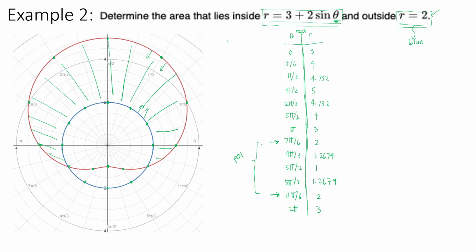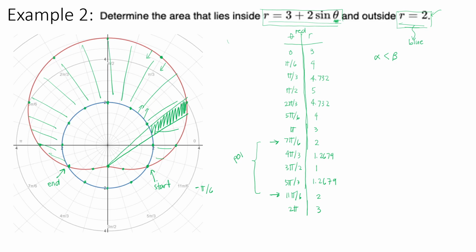So again, since we now have points of intersection, if we create a representative strip here, this one is the representative area or differential area. We measure counterclockwise, starting from 11 pi over 6 going towards 7 pi over 6. Starting at this point, ending at this point. You might ask, should we start with 11 pi over 6? Take note that alpha should always be lesser than beta. So instead of 11 pi over 6, we're going to get its negative counterpart, which is negative pi over 6.